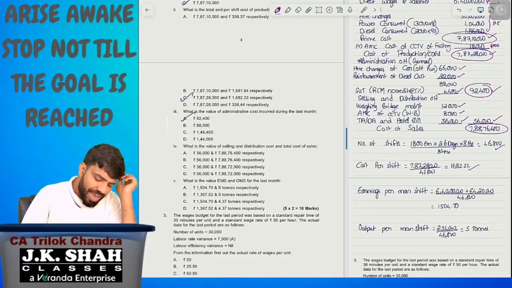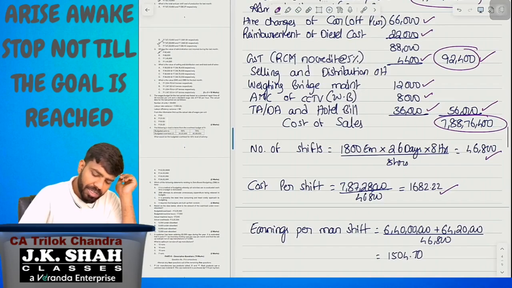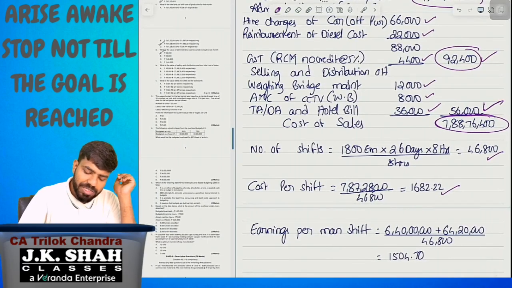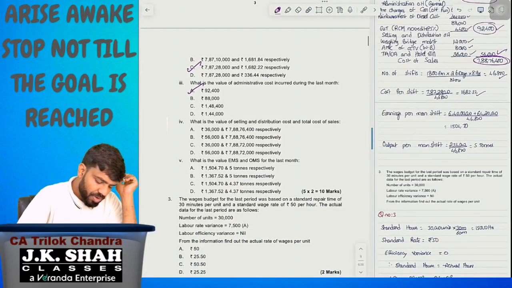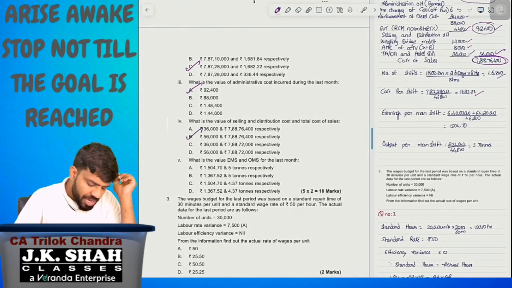Next, what is the value of selling and distribution overhead cost and total cost of sales? Selling and distribution overheads is 56,000 and total cost of sales is 7 crore 88 lakh 76,400. B.